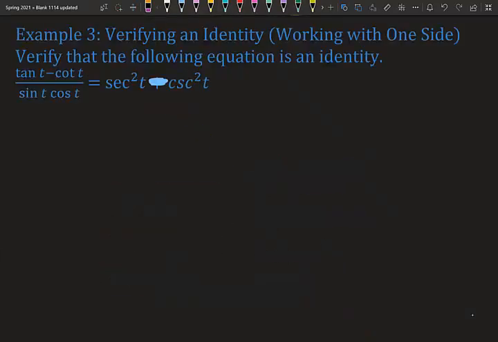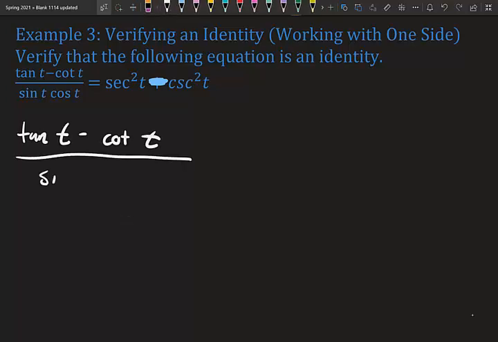Alright, example 3. So we have tan t minus cotangent t over sine t cosine t, and we have it equaling secant squared t minus cosecant squared t. So the left side is the much harder side. This is where the fraction is harder. So we have tan t minus cotangent t over sine t cosine t. Alright, so we need to somehow make this two equations that are being subtracted together. We only have one right now. We need it to be 2.